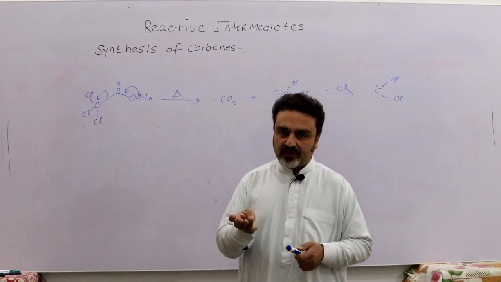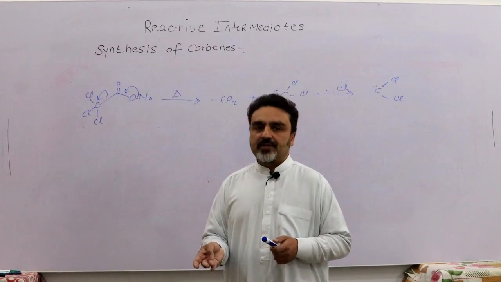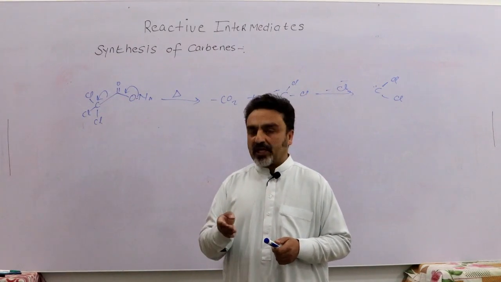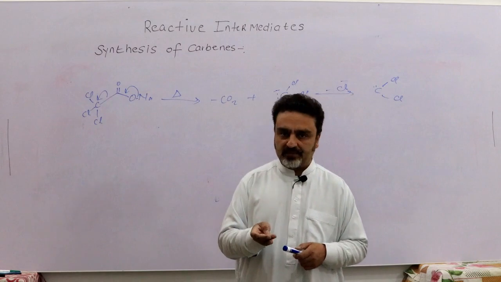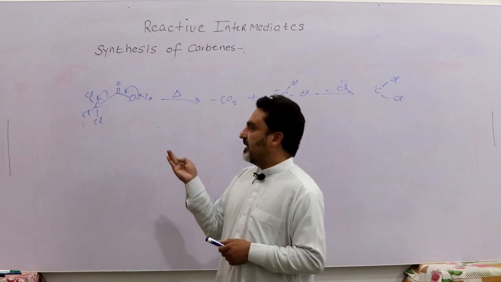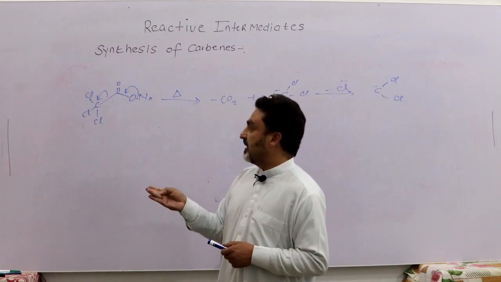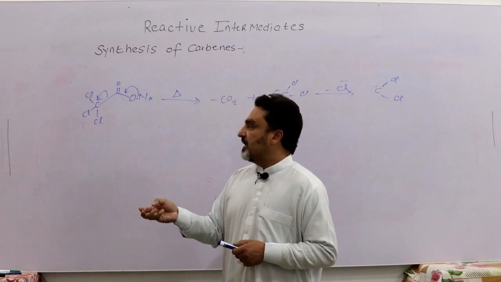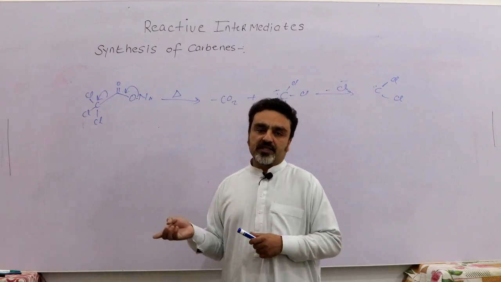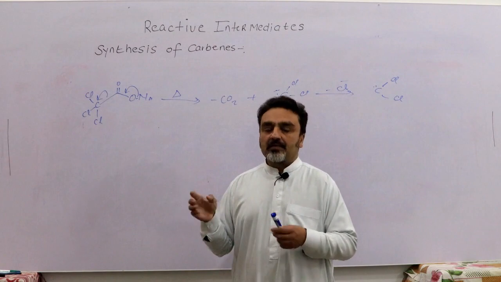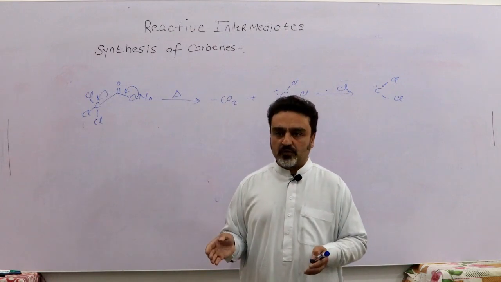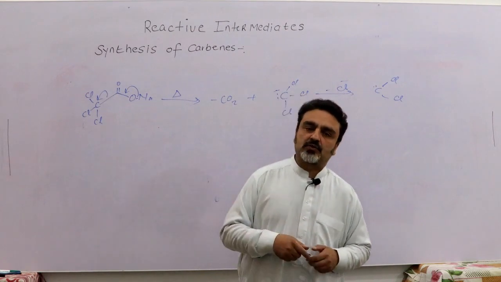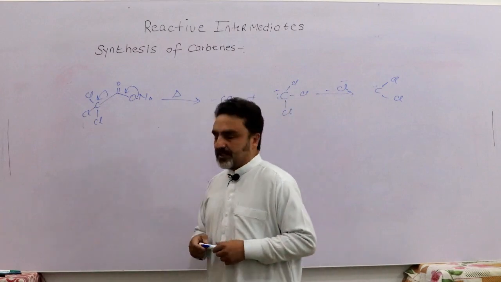The method with ketene is a mild one. The diazo compound method is also a mild method. It's not utilizing harsh conditions. Diazomethane itself is not good because it's toxic, but the other derivatives of diazomethane are a very good reaction to synthesize carbenes.